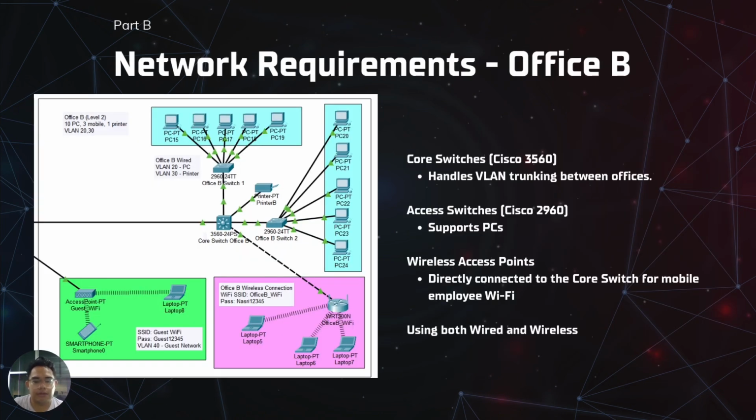Up next is the network requirements for Office B. Almost the same as Office A, the difference is the number of end users around the access switches, as well as the core switches. The same function is to help handle VLAN trunking between the offices. For Office B, we set VLAN 20 for employees, and the wireless access point is also directly connected to the core switch for mobile employee Wi-Fi. For both offices, they are using wired and wireless connections.